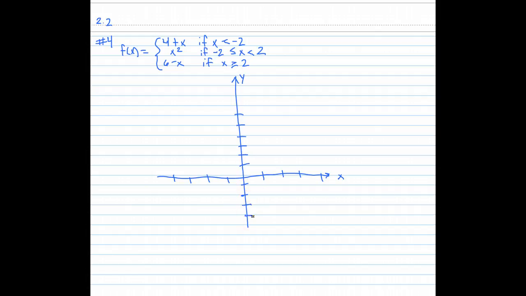Okay, so for the first one, 4 plus x, that is a linear function, and it's defined on the interval when x is less than negative 2. So if we come over here to negative 2, we can substitute the negative 2 in here. So 4 plus negative 2 gives us positive 2. So we go up to 2, but remember, this x value is not included on this interval, so we're going to have an open circle there.